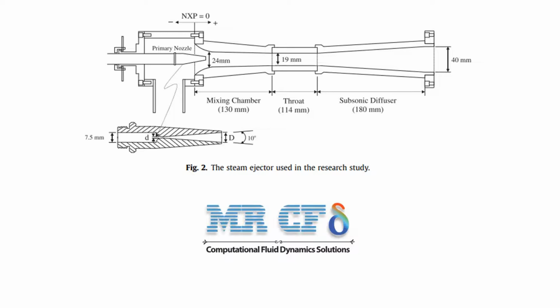The operating mechanism of this ejector is such that the water vapor enters the ejector as the primary fluid, and by passing through the convergent part of the nozzle, which has a smaller cross-section, it accelerates, and according to Bernoulli's law, the pressure decreases.